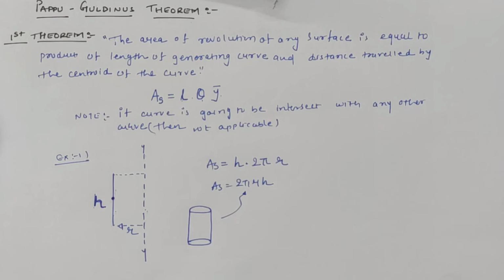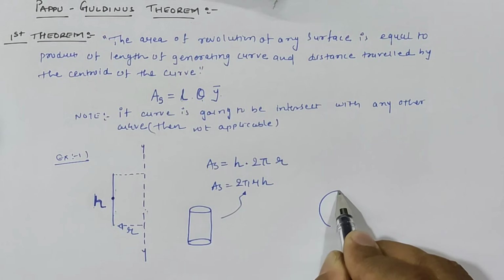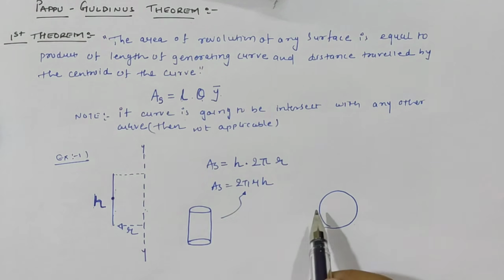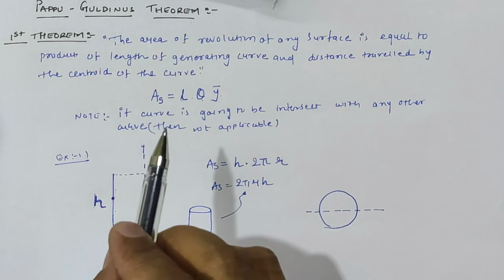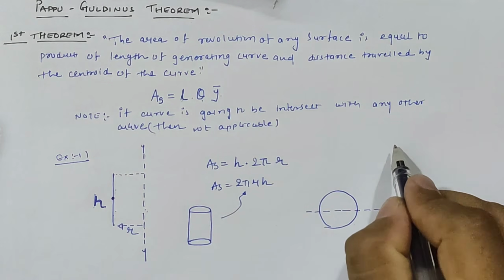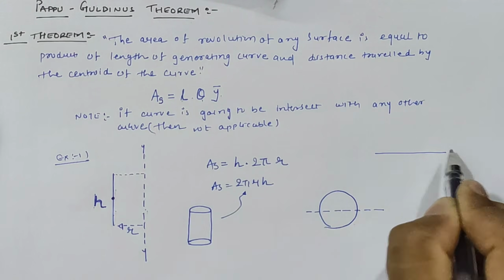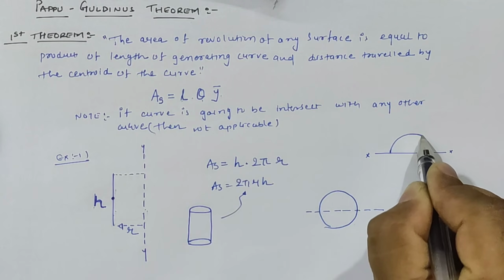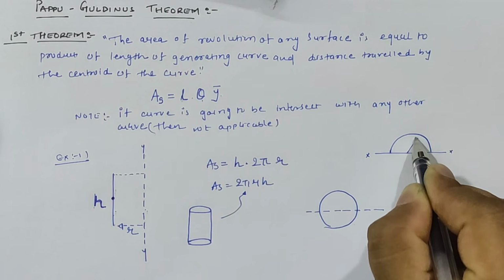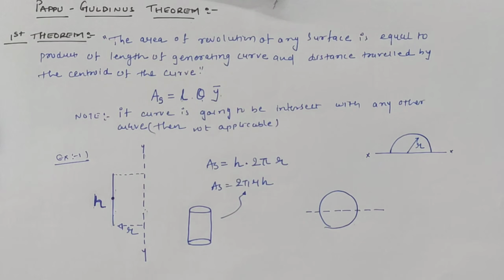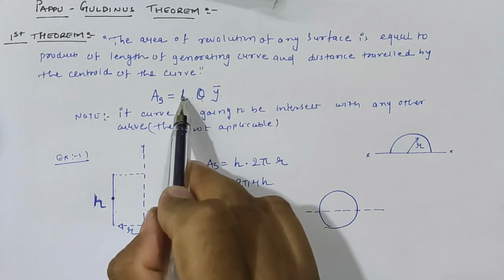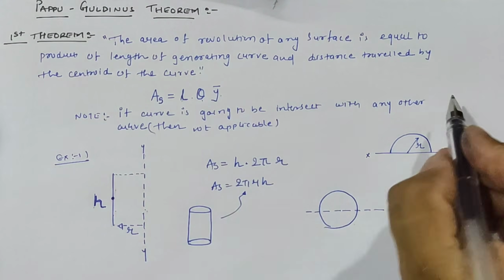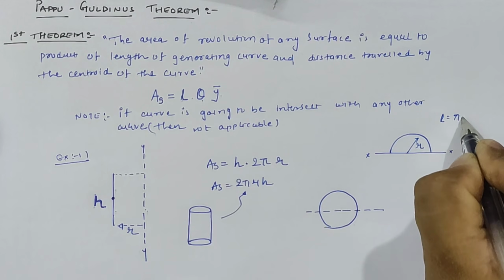Let us take one another example, a sphere. We have to rotate this sphere with respect to either x-axis or y-y axis. It means that according to the Pappus-Guldinus theorem, we have to rotate a curve having the radius r. Then we know that for a particular circle the total length is 2 pi r, hence for the half circle our length is pi into r.